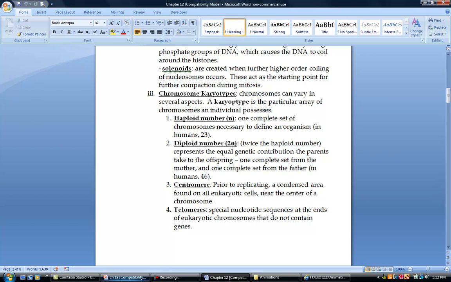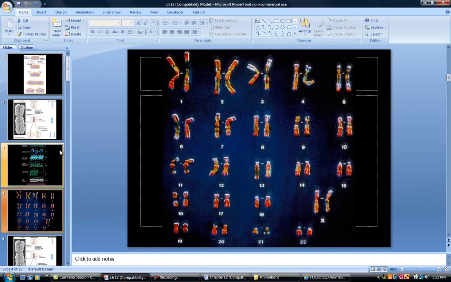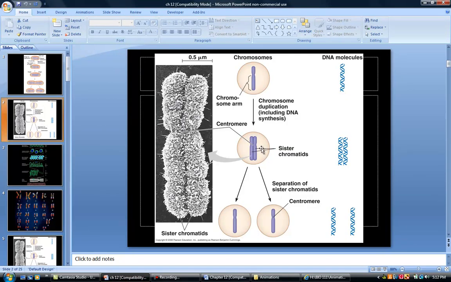Now, if we look at the actual structure of a chromosome, it's going to have this center part here that looks like the little waist of the chromosome, and that's called the centromere. Now, what you're looking at here, I know it looks like the letter X, and that's how people usually draw them, but this side right here is an exact copy of this one over here. And they're joined together at that centromere. So they're called sister chromatids.